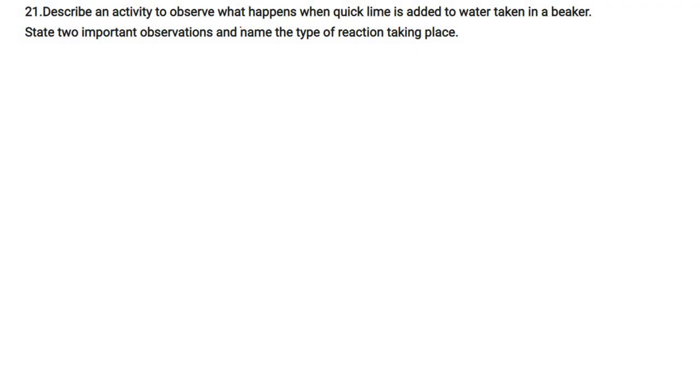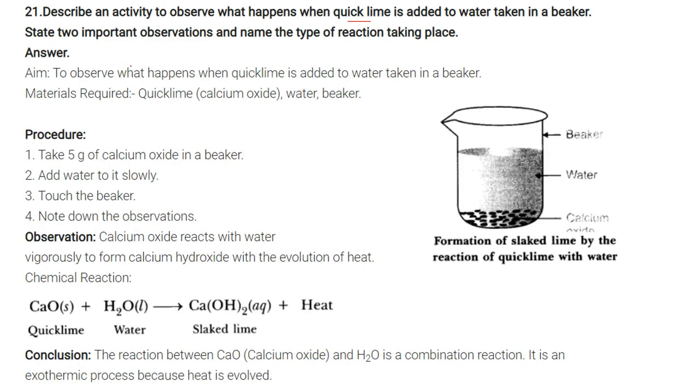Describe an activity to observe what happens when quicklime is added to water taken in a beaker. State two important observations and name the type of reaction taking place. Because it's a higher marks question, we'll write like this. Aim: we need to observe what happens when quicklime is added to water in a beaker. Materials required will be quicklime, that is nothing but calcium oxide, water and beaker. So what will be the procedure?